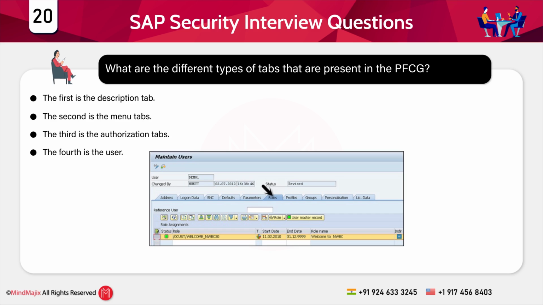The next tab is the menu tab. It is essential to design the user menu, such as addition of any transactional codes. The third one is the authorization tab. This tab is used for the maintenance of authorization profile and authorization data. And last but not the least is the user tab. This tab is used for any adjustment in the main user record for assigning the users to any role.